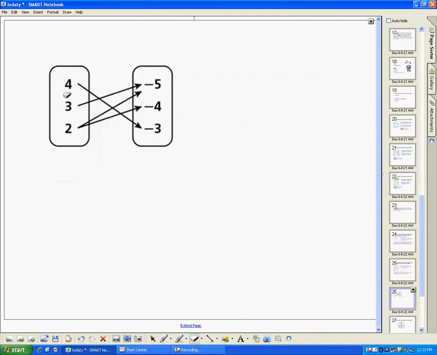Here on this mapping diagram, if x is 4, y is -3. If x is 3, y is -5. If x is 2, can it be both -5 and -4? No, so that means this is not a function.